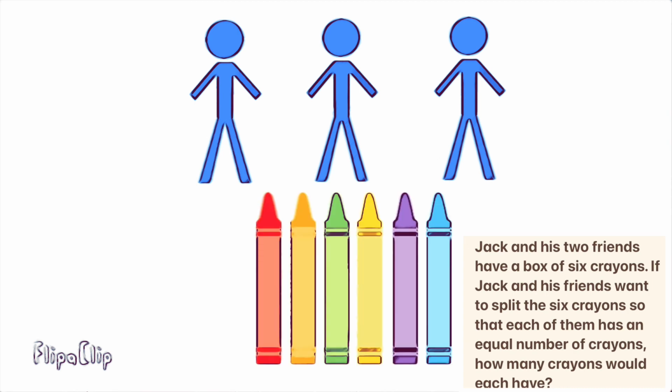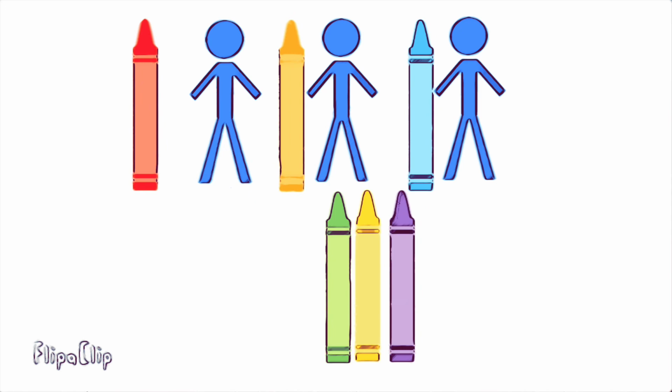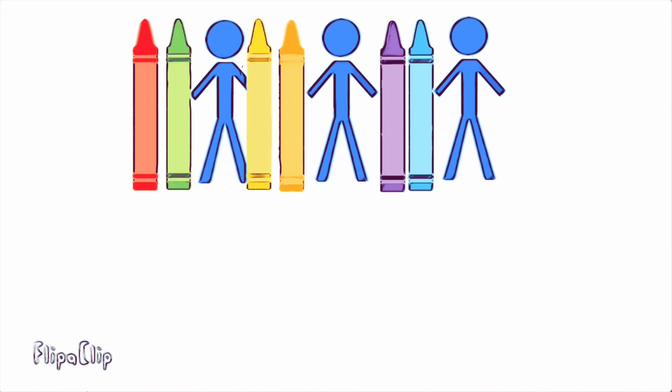So let's think about our number 6. Let's first take 1 crayon for each friend and see where that leaves us. If we take away 1 crayon for each friend from the pile, we have 3 crayons left. We can give 1 more crayon to each friend. Now, each friend has an equal number of crayons, 2, and all the crayons have been given out.